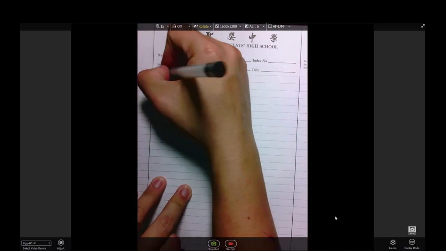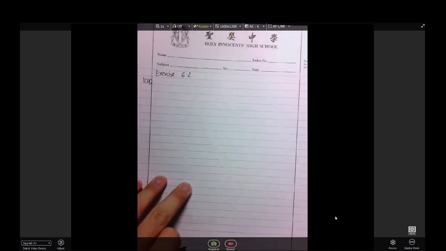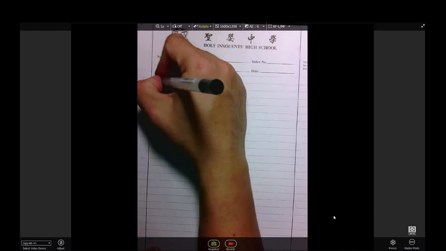Okay, so today the questions I'm going to do will be 1a, 2b, and 3c. So let's start with exercise 5.2, question 1a. Okay, for 1a, they say expand each of the following binomials: (2 minus x) to the power of 3.